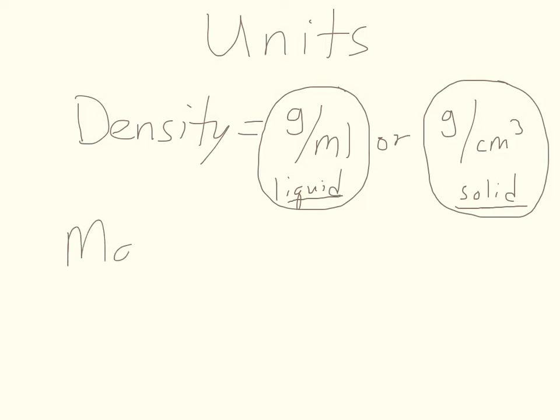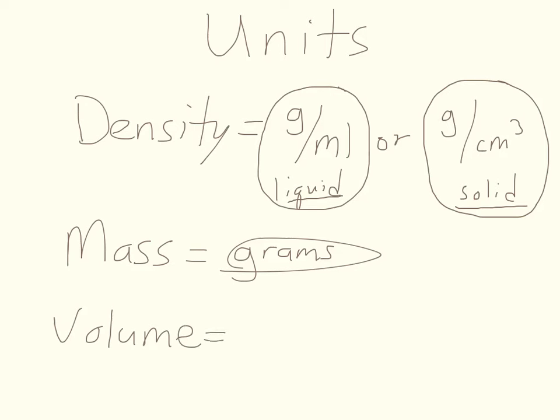For mass, we're looking at grams. Easy enough. Mass is in grams. And volume, again, it depends: for a liquid, we're going to go milliliters, and for a solid, we're going to go centimeters cubed. I'll just put L and S.